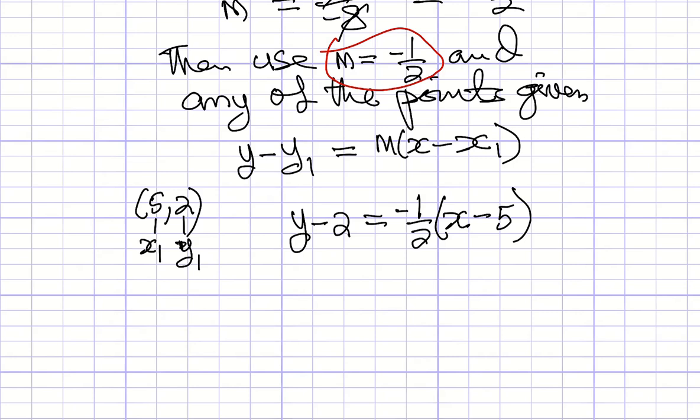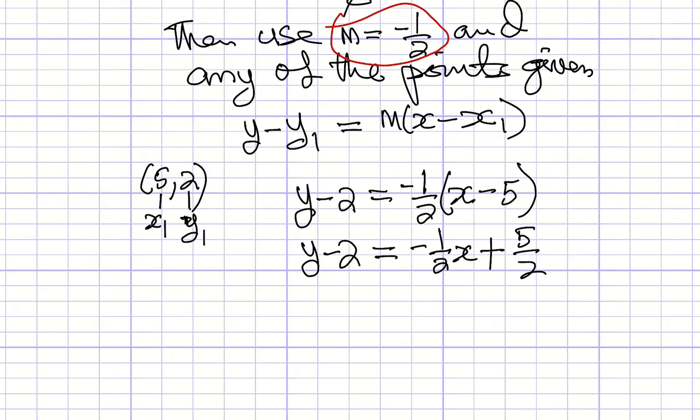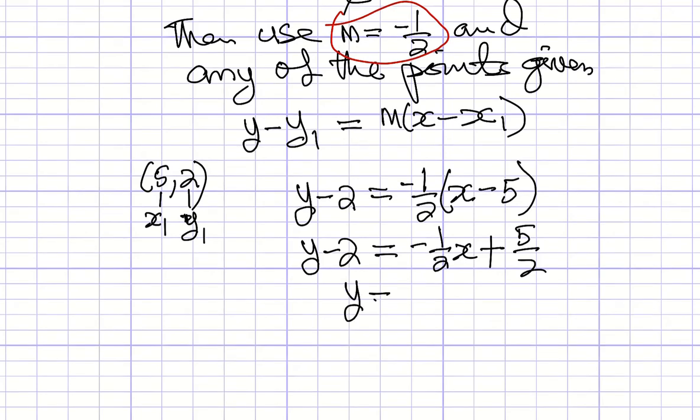We'll simplify this. We'll go slowly. y minus 2 equals minus half times x. You get minus half x, and then minus half times minus 5. It will be plus, it will be 5 over 2. See? I hope you can see it. And then we'll move to the other side. We'll say y equals minus 1 over 2x plus 5 over 2 plus 2.